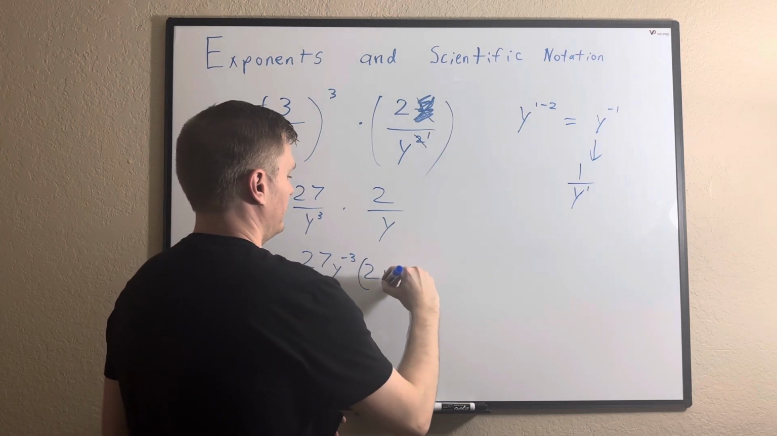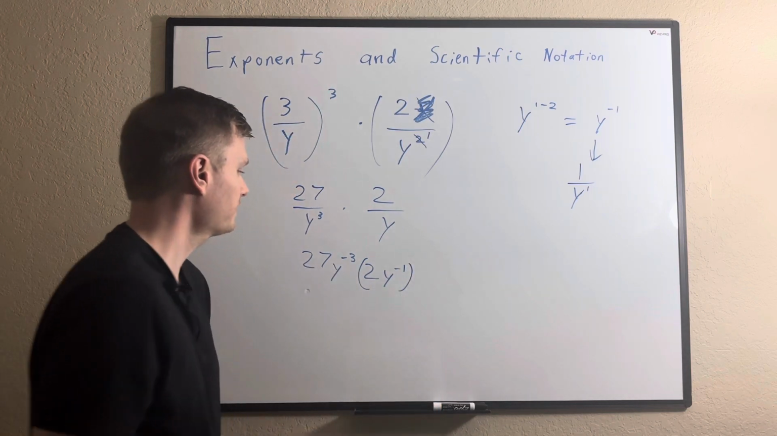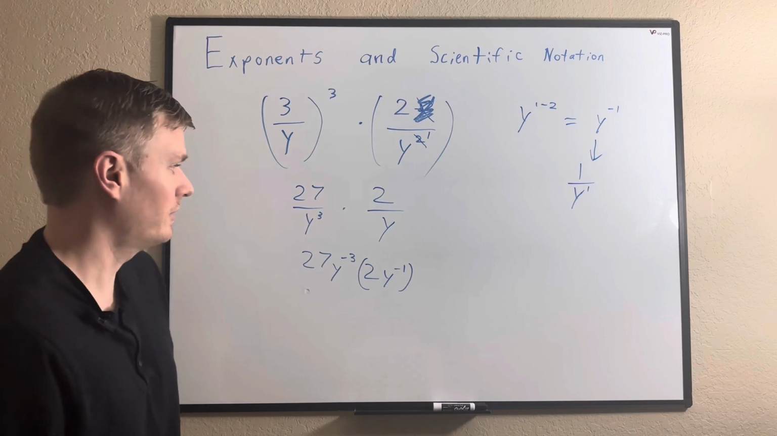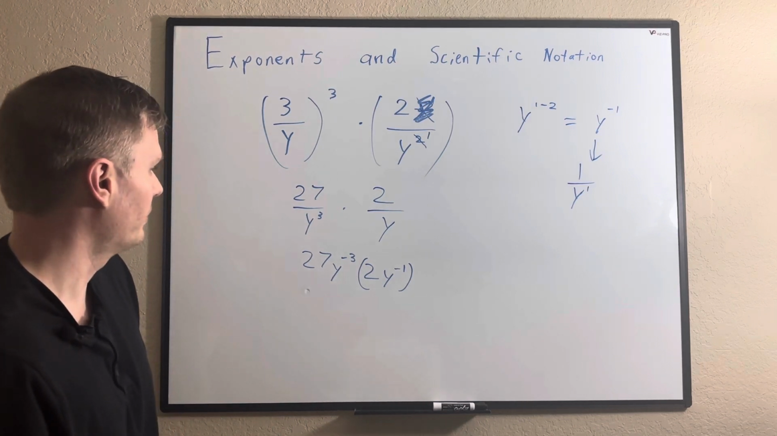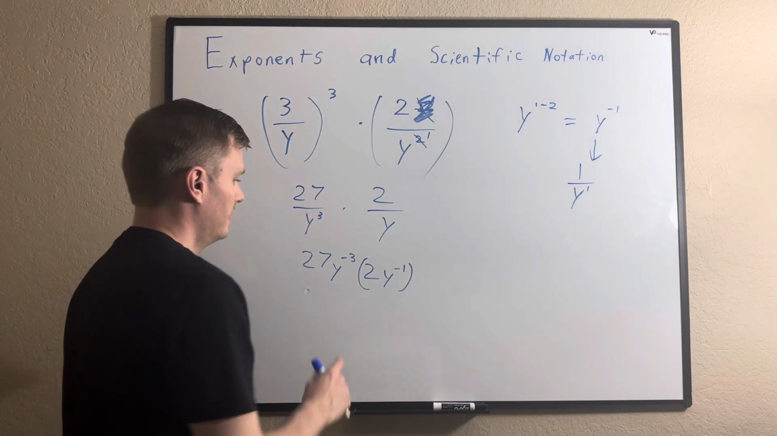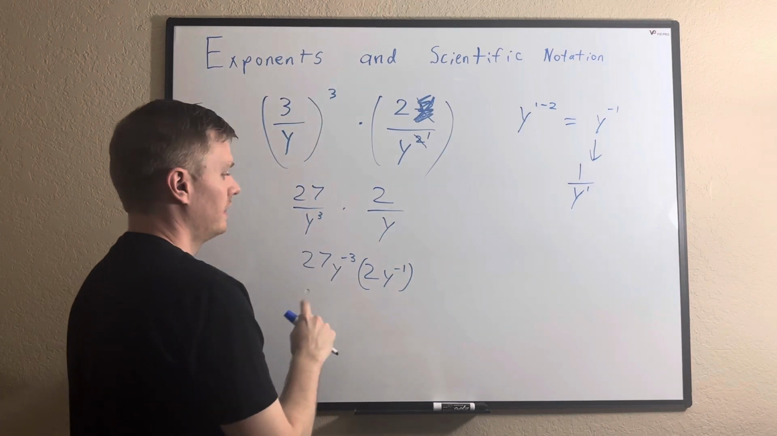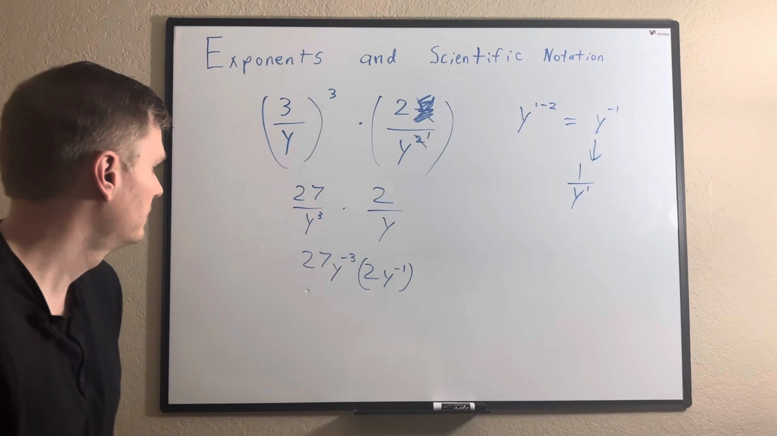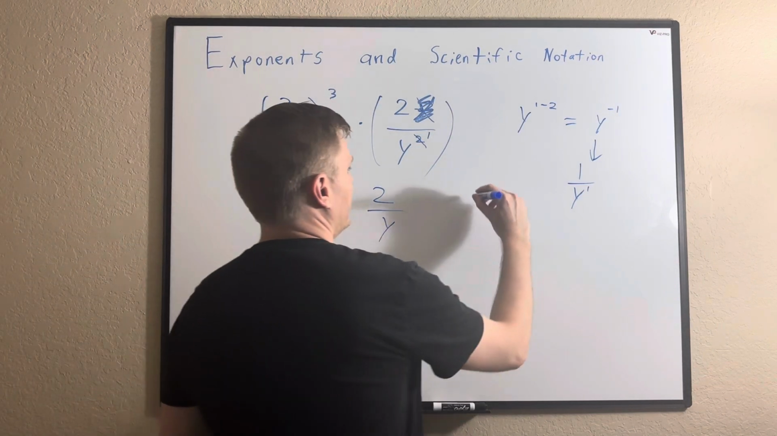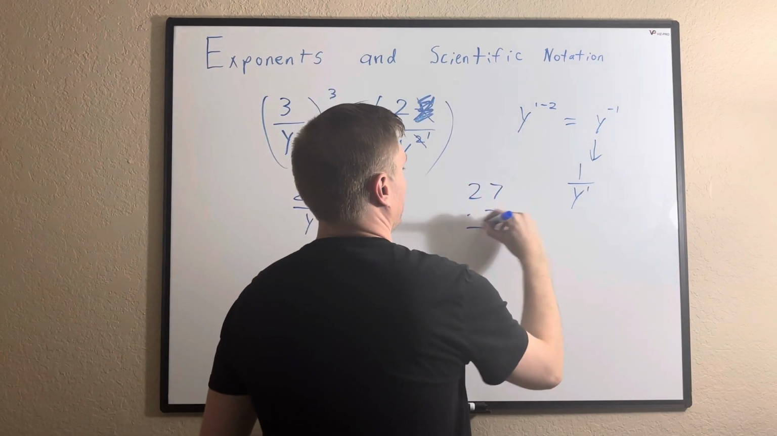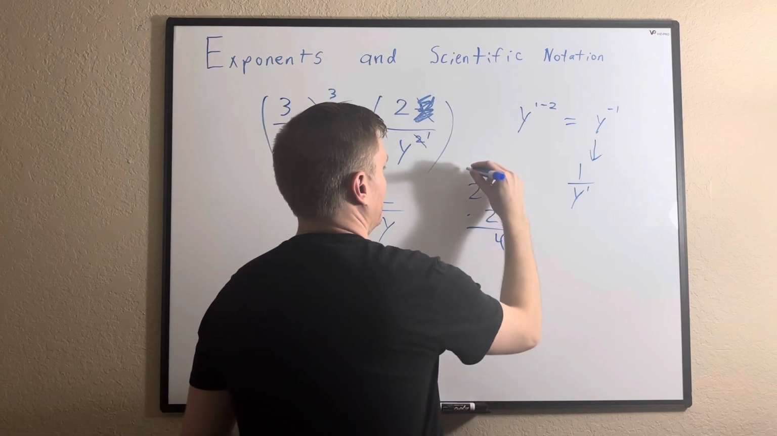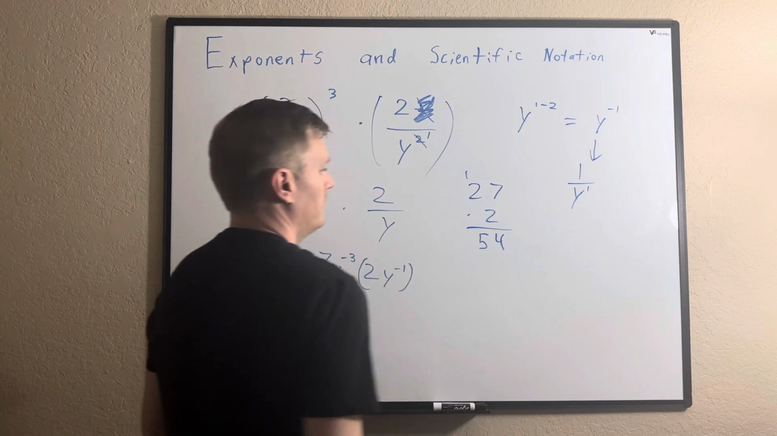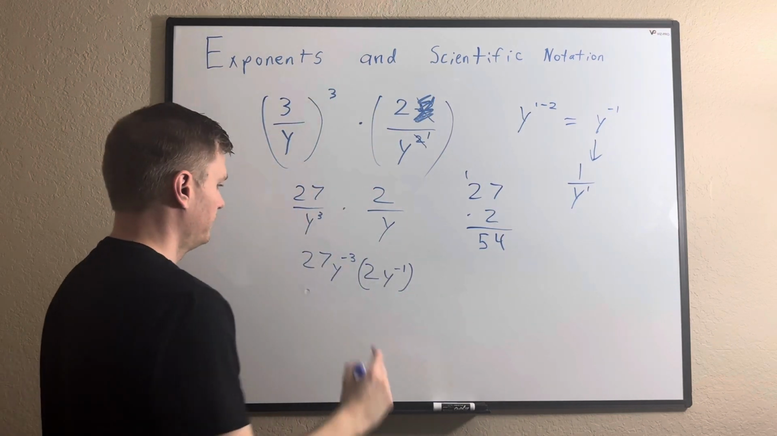Multiplied by 2y to the negative 1. If you don't like fractions, you could always do that with the exponents. Okay, now we have to multiply these together to simplify it, right? 27 times 2? I don't know. 7 times 2 is 14. 2 times 2 is 4 plus 1 is 5. 54, yeah, that sounds right.